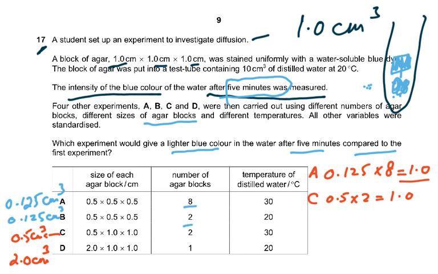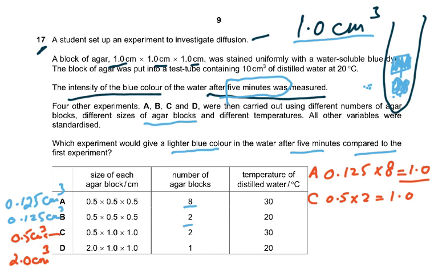So if you look at C, it is 0.5 and then D is 2. So this is the total volume, but then you have to multiply it by the number of agar blocks. Now in A and C, what do we see? In A and C, it is 0.25 into 8, so it's 1. Now the volume is the same. What we've got to understand is that the volume in A and C is the same.